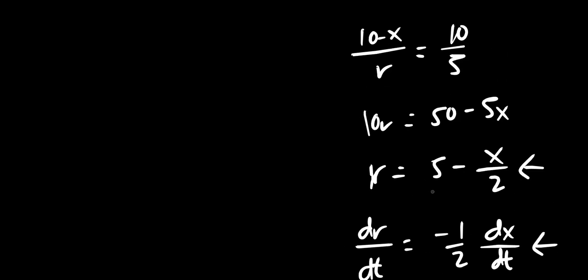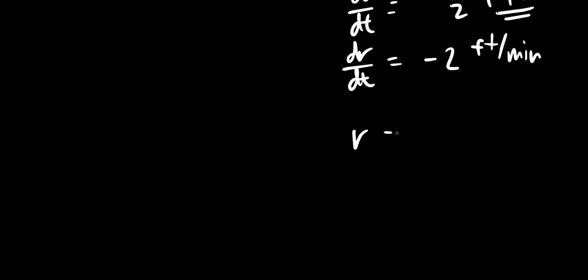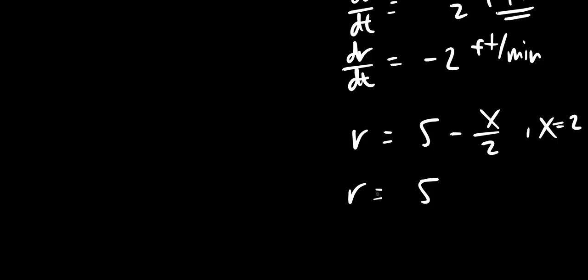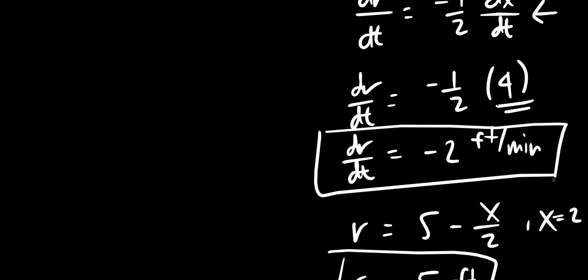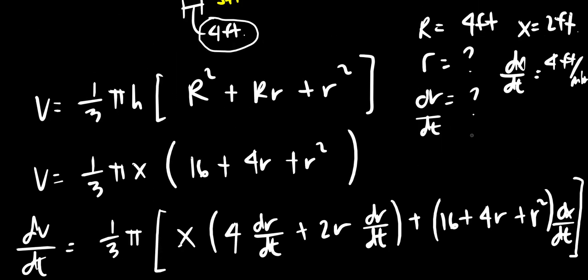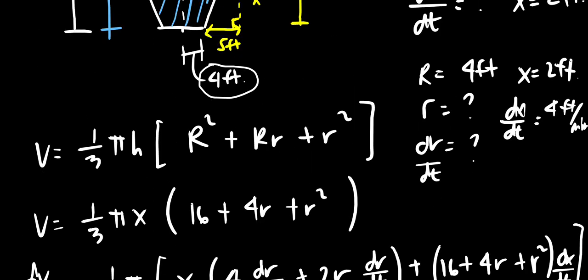So let's take note of this one. r is equals to 5 minus x over 2, but x is equals to 2 feet, right? So r is equals to 5 minus 2 over 2, which is 5 over 2... so this is our value for r. r equals 5 feet, and dr over dt is just equals to negative 2 feet per minute.